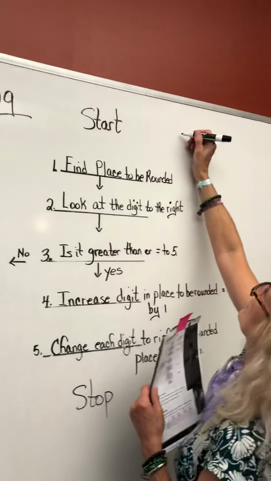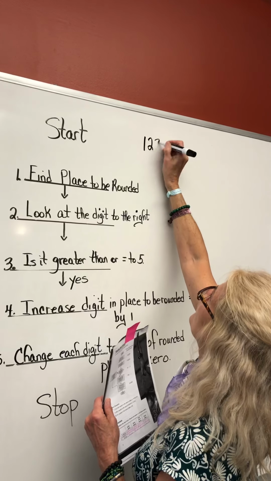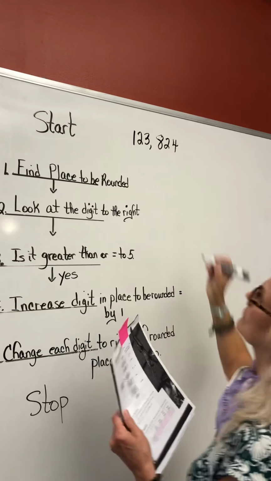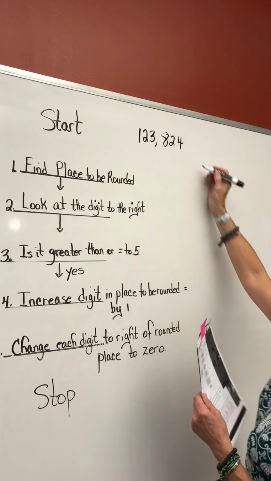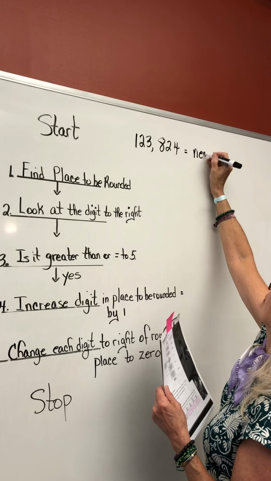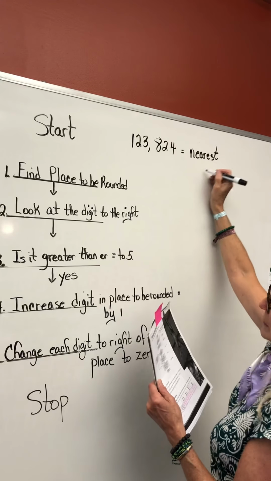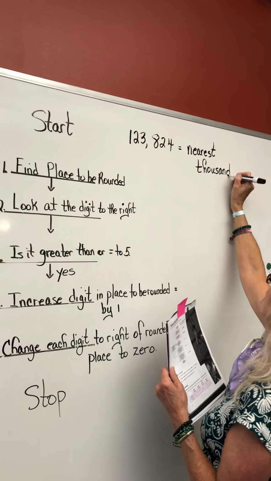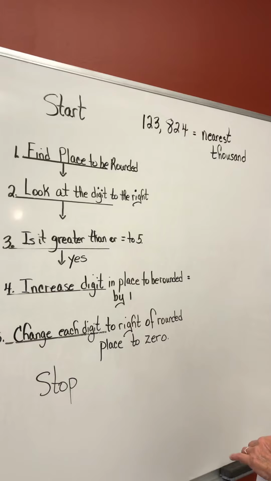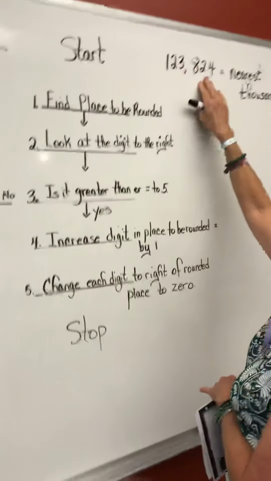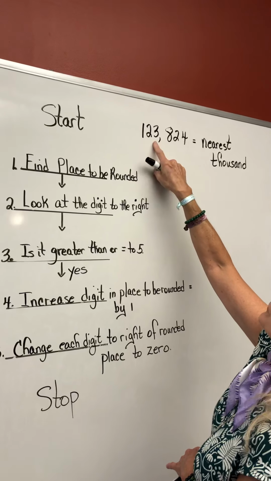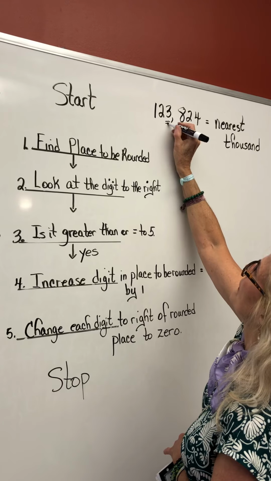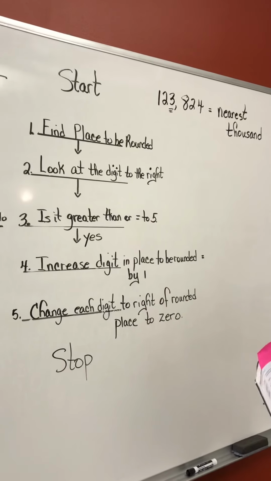So we're going to choose a number, 123,824, all right? And I want to round that to the nearest thousand. So what I'm going to do is look at the thousand place, right? Here's my simple family, thousand family, and here's the units of thousand, tens and hundreds. So it said thousand, it means the units of thousand, all right? So we're looking at that 3,000.